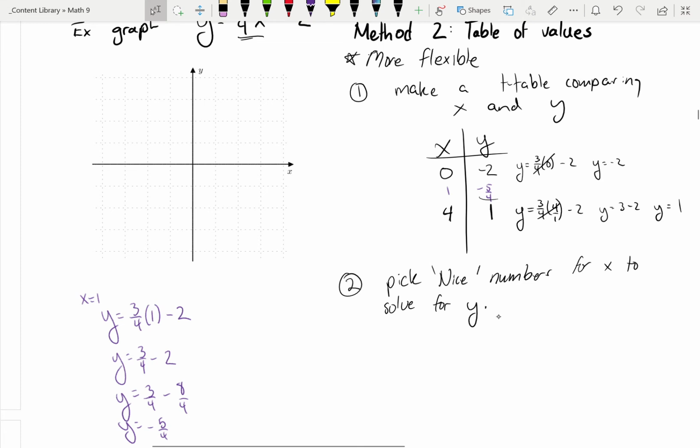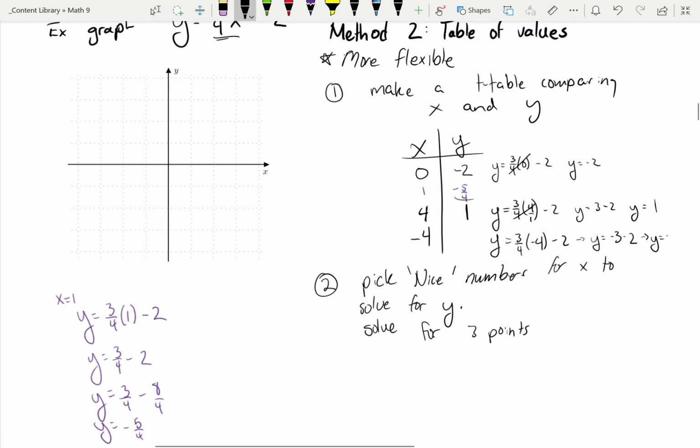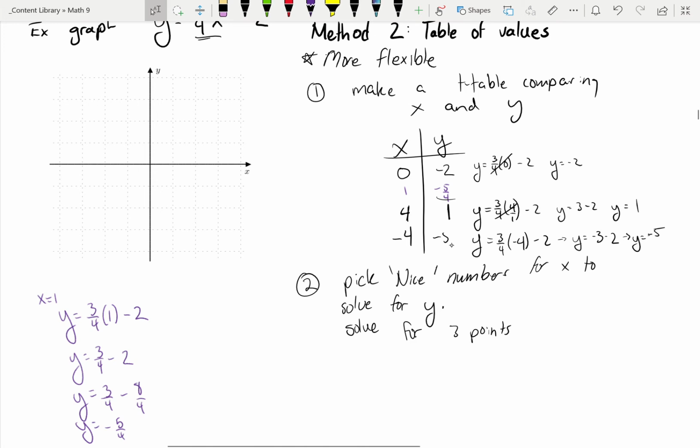And then I want to solve for 3 points. So I already have 2, but I'm going to pick one more. I'm going to pick minus 4. So I can pick negative numbers just like I can pick positive numbers. So I now have negative 4 here being multiplied. And I actually like to pick numbers that are opposite. So if I pick 4, I like to pick -4 because it's going to make the math almost identical. Now I cancel out here, but now I have a negative times a positive. So I end up with y is equal to -3 minus 2. So I get the value y is equal to -5. So I'm going to put that value here.